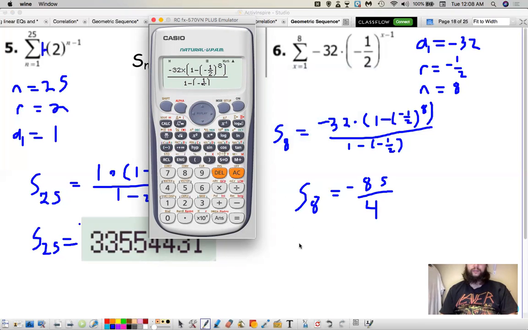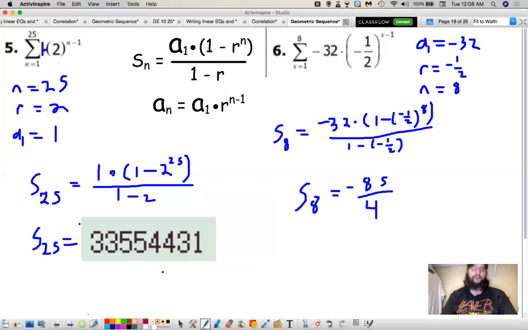All right. And these numbers are getting smaller, so it should be a small sum. We start with negative 32. Well, the magnitude of them, of course, they're getting smaller. But it's also changing signs. See, it's negative, so it's going to be positive, negative, positive, negative, positive, negative. So it should be kind of smallish instead of this ridiculously large thing here.